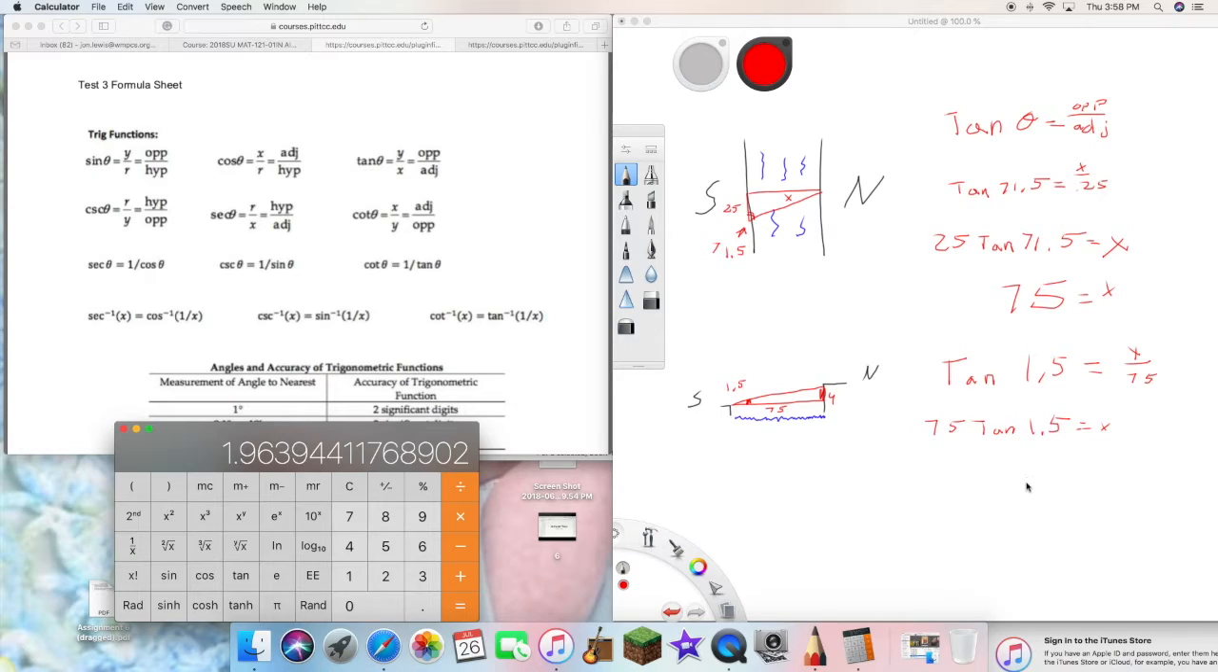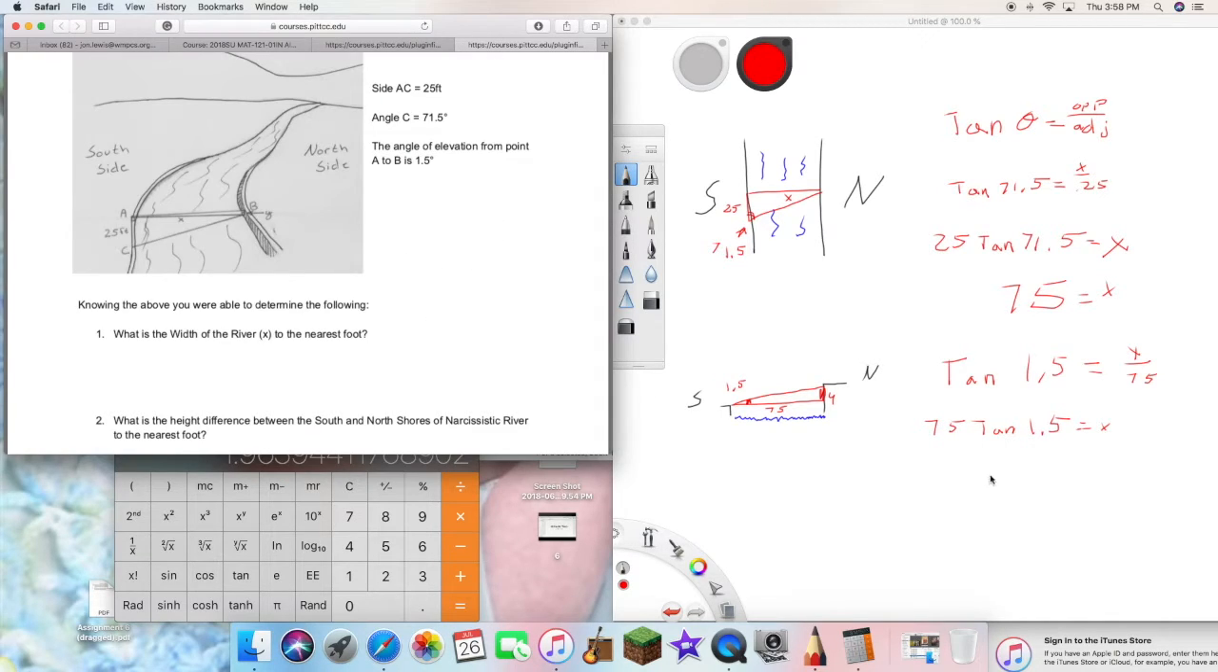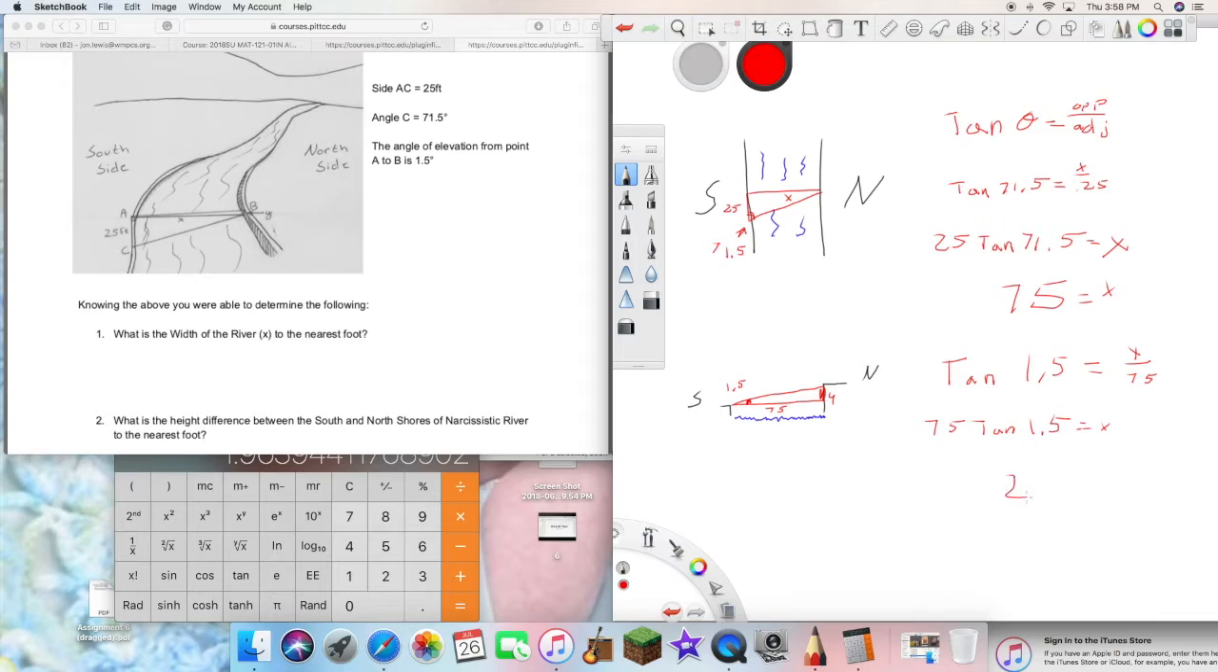And I find out that x is equal to 1.9639 and so on. According to the problem, it tells me to round to the nearest foot, so that's about 2 feet. Whoops, not x, that's a y. There we go. I just realized that these should be y's. Sorry about that. So, what did we just discover?